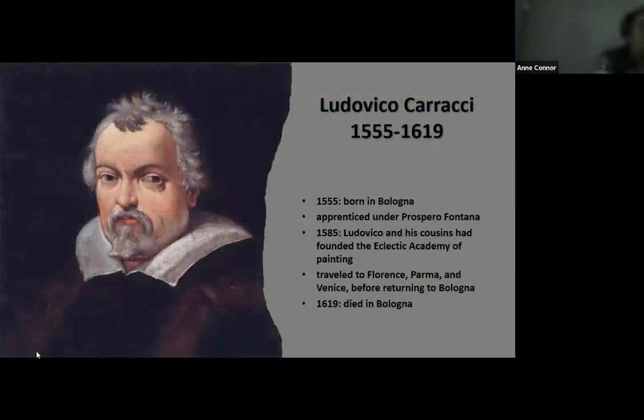So Ludovico Carracci, the older one, is the cousin, was born in 1555 in Bologna, apprenticed under Prospero Fontana, who became, by the way, the master of the three Carracci. They all went through him. By 1585, Ludovico and his cousins had founded the Eclectic Academy of Painting, and he did a lot of traveling. He went to Florence, Parma, and Venice before returning to Bologna. He is the only one that didn't go to Rome. And he died in Bologna in 1619.